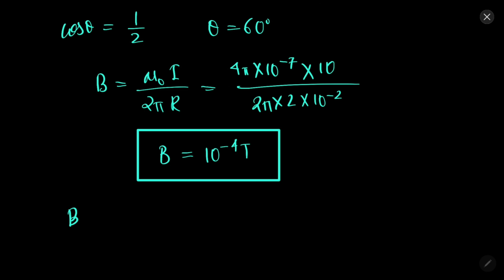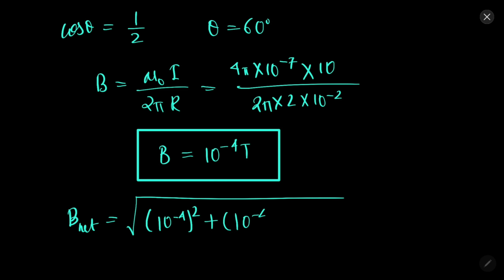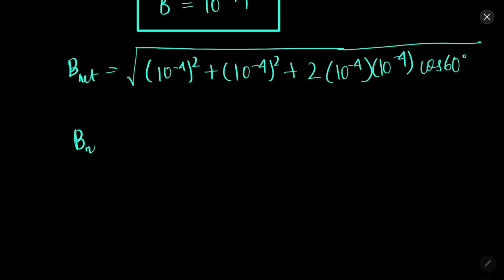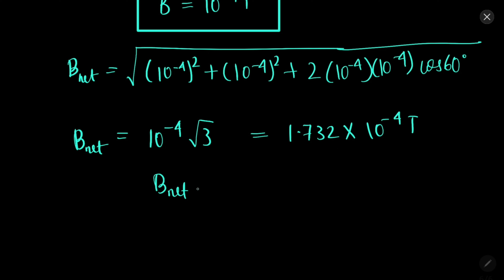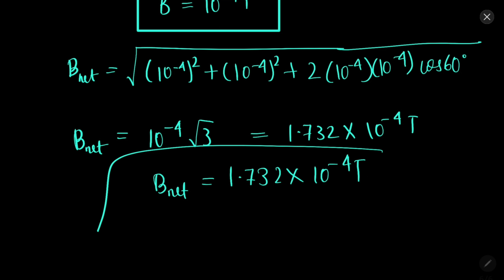So net magnetic field is 10 to the power minus 4 square plus 10 to the power minus 4 square plus 2 into 10 to the power minus 4 into 10 to the power minus 4 into cos theta, that is cos 60 degree. So B net, after simplifying this, we will get 10 to the power minus 4 into root 3. So B net magnetic field will be 1.732 into 10 to the power minus 4 Tesla approximately.